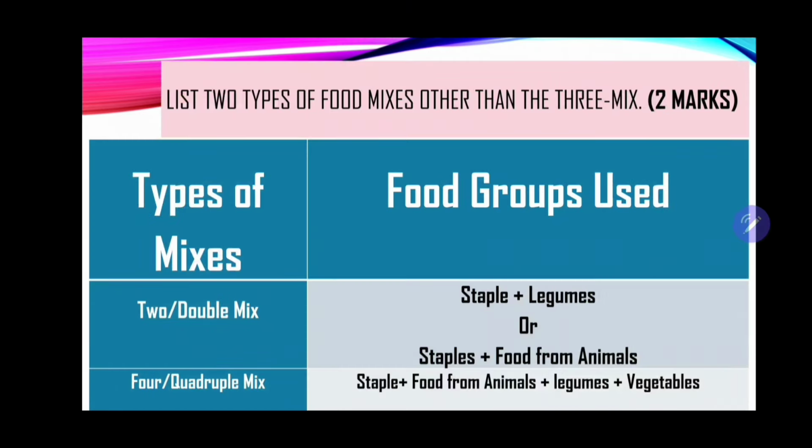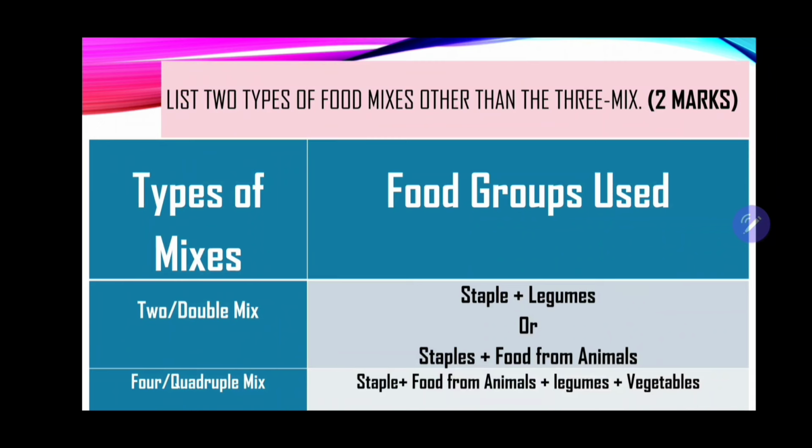Next question. List 2 types of food mixes other than the 3 mix, and this question is worth 2 marks. So other than the 3 mix, there is a 2 or double mix, or 4 or quadruple mix, right? Now, as it relates to the 2 mix, there are 2 options. There is staple and legumes, or legumes and food from animals. Now, for the quadruple mix, we use all the 4 food groups that are used in the mixes, right?